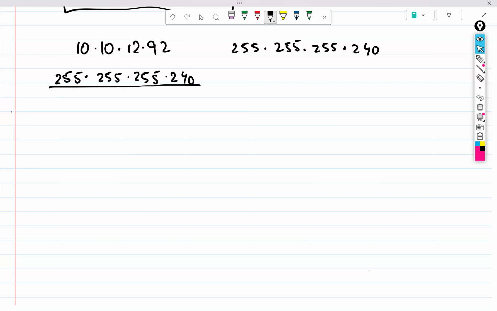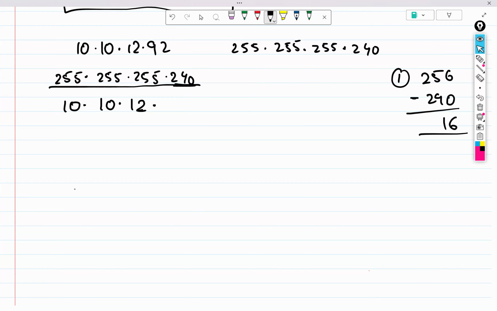So the first step is, wherever there is 255, write down that value: 10.10.12. Right. Now we have 240 over here. So 240 is a difficult mask. The first step is to calculate the remainder. To calculate the remainder, we do 256 minus 240. What do we get? 16. Okay, so this is our first step.